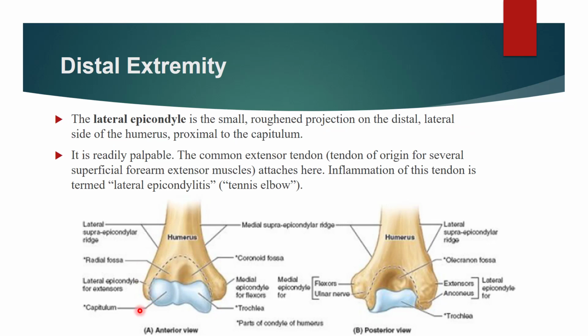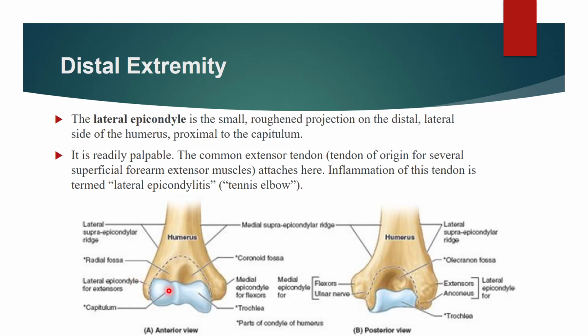Now the lateral epicondyle, see here, this is the lateral epicondyle, which is a small roughened projection on the distal lateral side of the humerus. It is proximal to the capitulum. See here, this is the capitulum. So this lateral epicondyle is proximal to the capitulum. It is radially palpable. The common extensor tendon, or tendon of origin of several superficial forearm extensor muscles, attaches here. Inflammation of this tendon is termed lateral epicondylitis or tennis elbow.